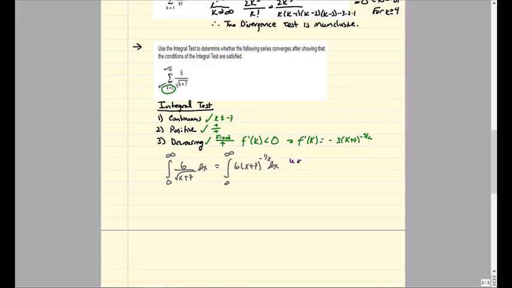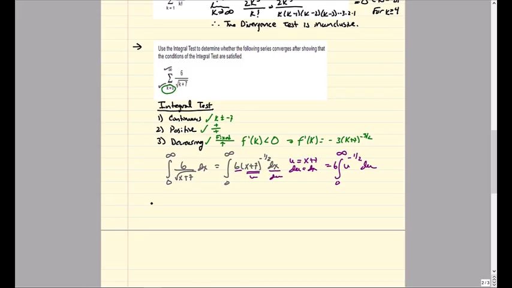So again, all of the substitution techniques I've learned are applicable in this section as well. U is x plus 7, du would be dx. So this is perfect. So I'll have the integral from 0 to infinity. I'm going to pull this 6 out front, and then this becomes my u. So I have u to the negative 1/2, and then dx becomes my du.